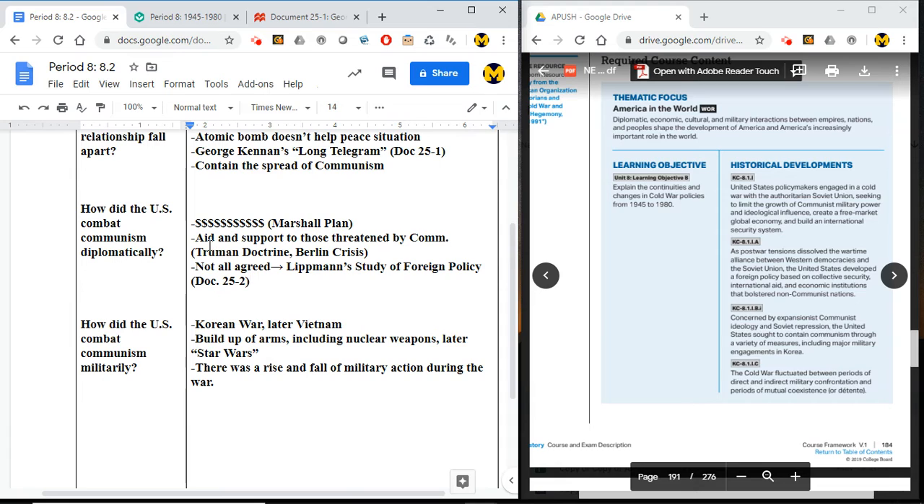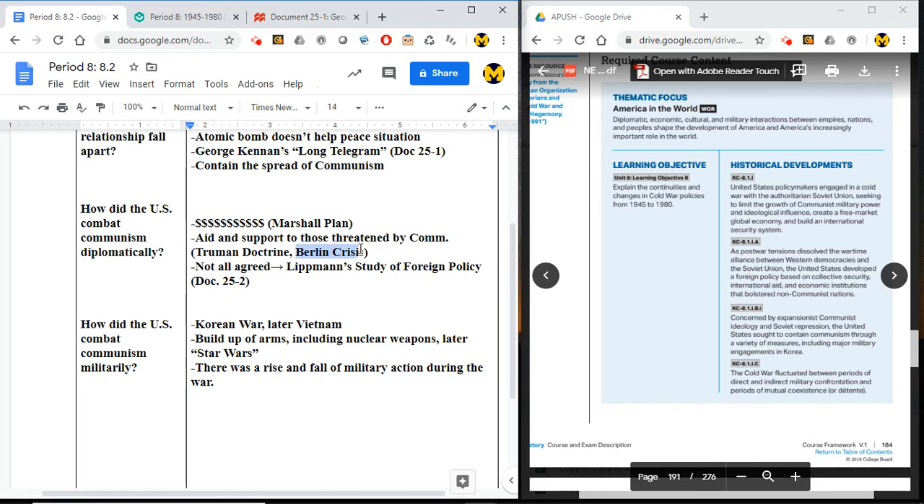Another thing the U.S. did was it promised aid and support to anyone who's threatened by communism. Okay, this is known as the Truman Doctrine. That's another key term that you need to be aware of. This played out early on in the Berlin crisis as the U.S.